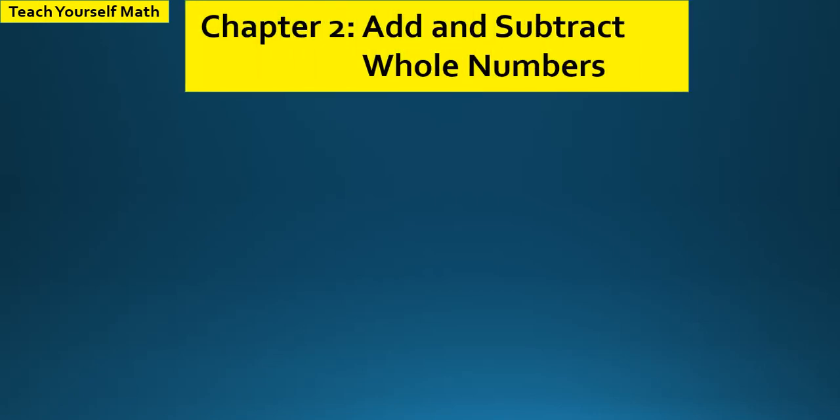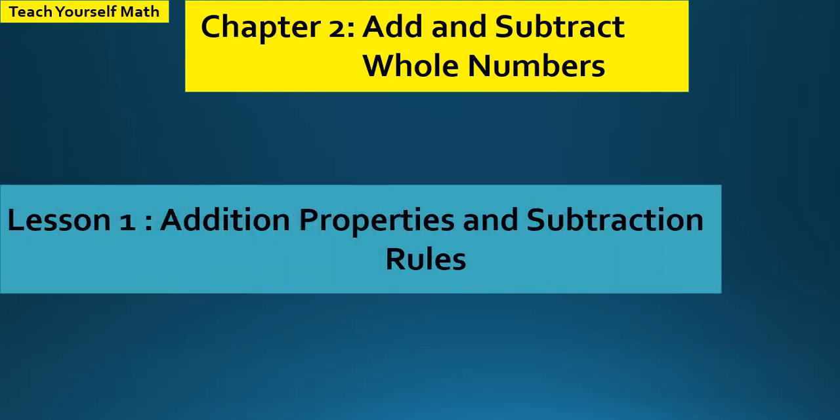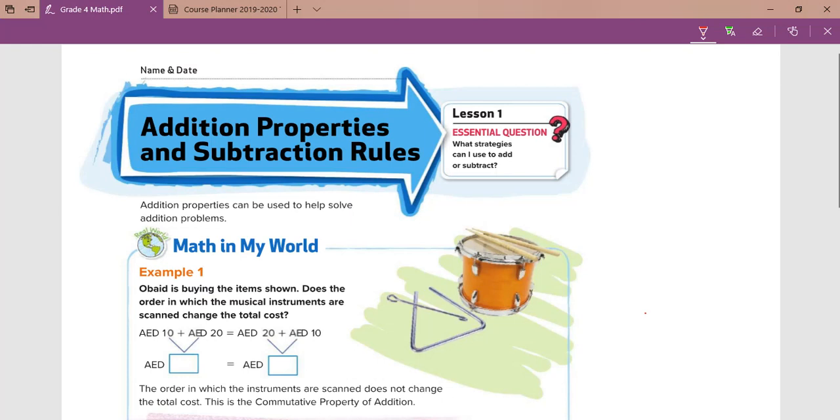Looking at Chapter 2, Add and Subtract Whole Numbers. Lesson number 1, Addition Properties and Subtraction Rules. So we're going to start with this example 1. We have Obaid is buying the items shown. Does the order in which the musical instruments are scanned change the total cost?